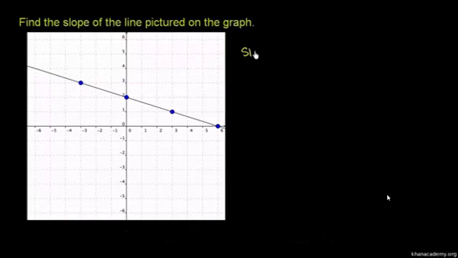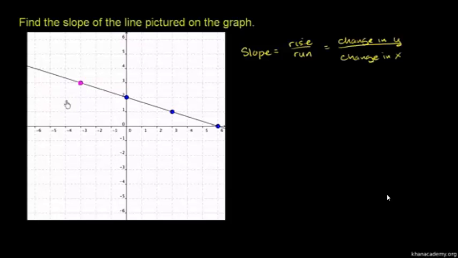So the slope of a line is defined to be rise over run, or you could also view it as change in y over change in x. And let me show you what that means. So let's start at some arbitrary point on this line. They highlight some of these points.